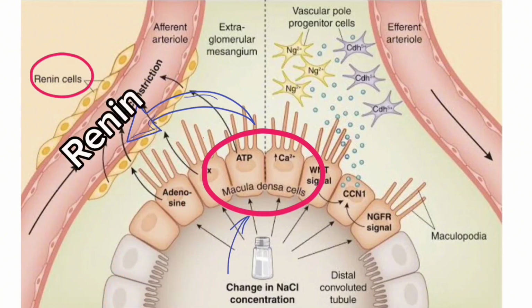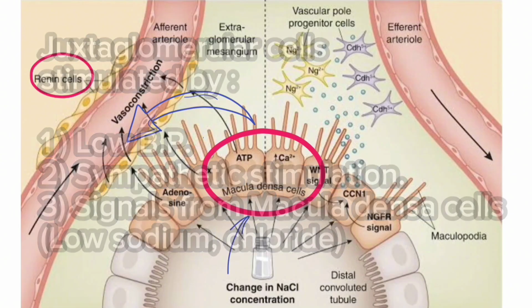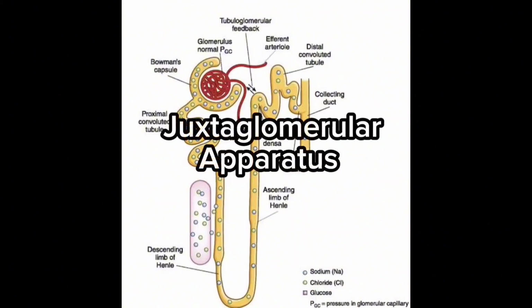So what makes the juxtaglomerular cells release renin? There are three main triggers. First, low blood pressure, and second, sympathetic nervous system stimulation, as mentioned in our previous video. The third factor that stimulates the juxtaglomerular cells to release renin is low sodium levels detected by the macula densa. These cells, the macula densa, the granular cells, and another type called RAAS cells, together form the juxtaglomerular apparatus.